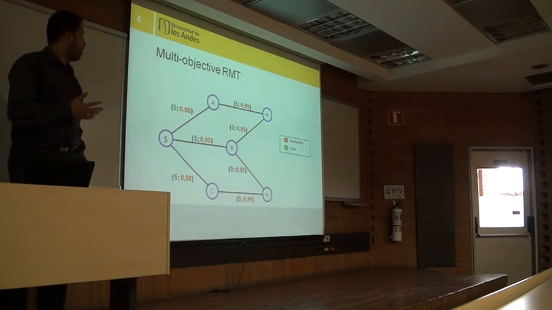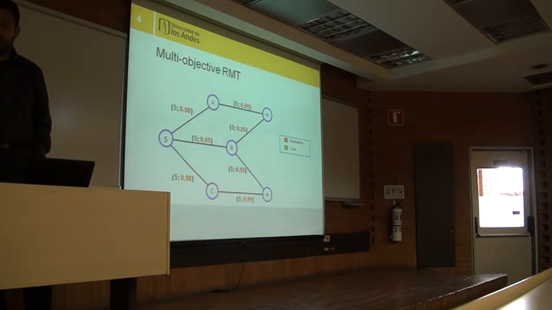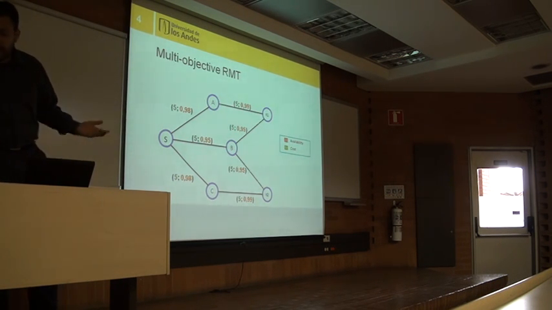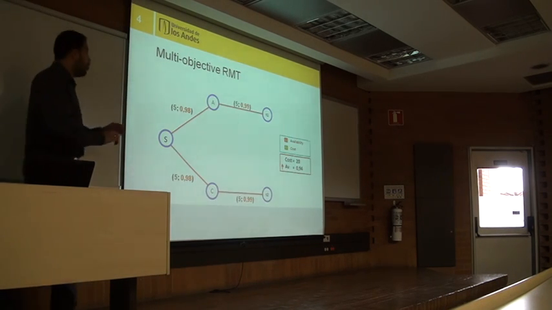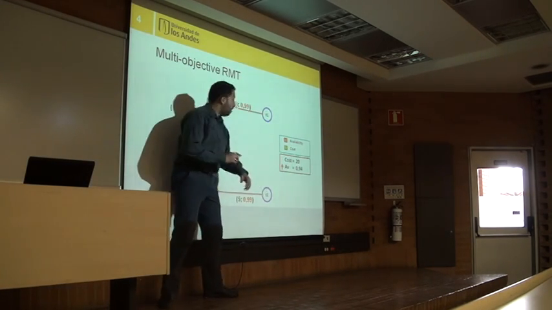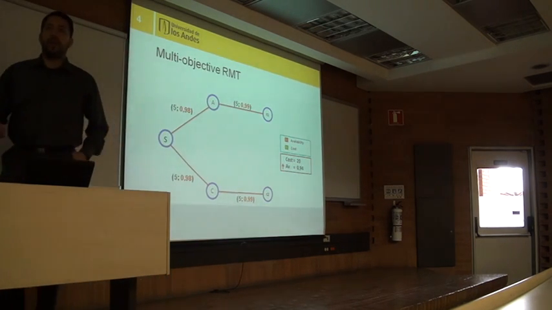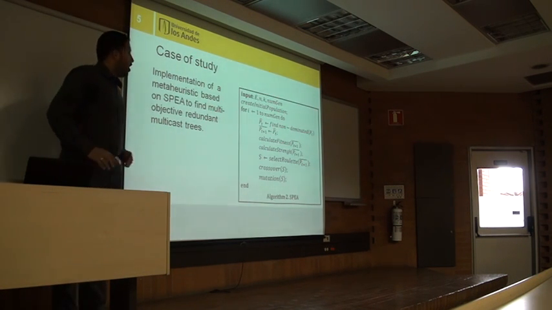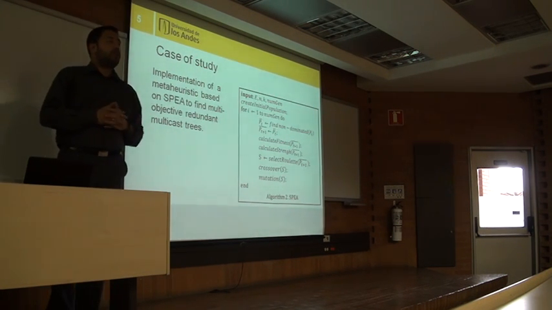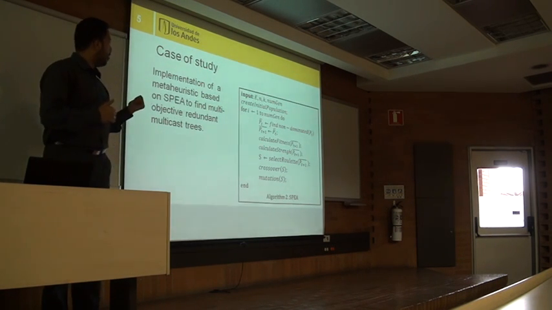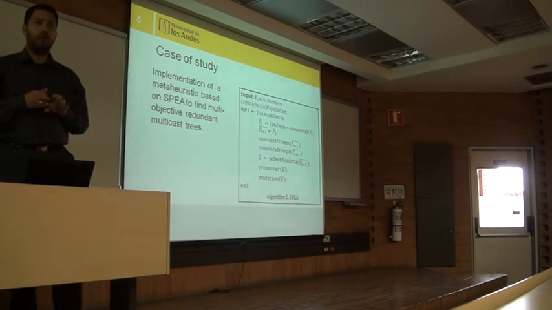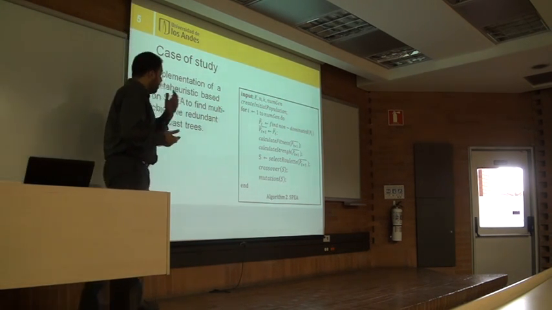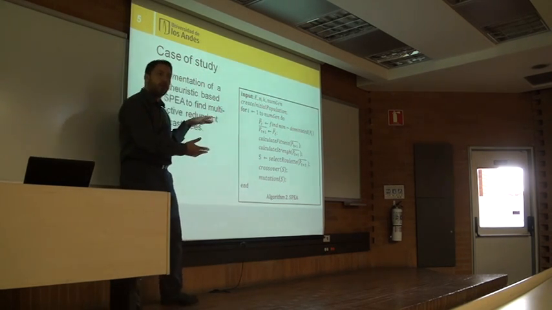Remember the objective of the RMT, redundant multicast tree. The idea is to find those networks or trees that reach all the destinations with the minimum cost and the highest availability possible. What we did was implement an SPEA algorithm, a Strength Pareto Evolutionary Algorithm, to find that kind of trees. That is a sketch of our algorithm.